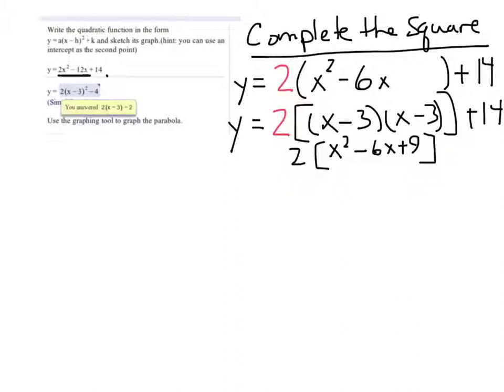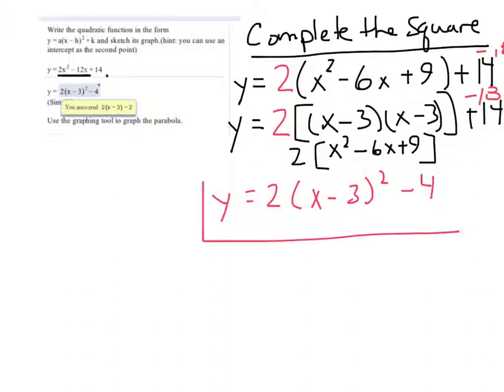What you really need to think about is how you actually added 18. So the plus 9 would go in here, and then you need to realize that you actually added 9 times 2, which is 18. So to compensate for adding 18, you need to subtract 18. So you'd have to subtract 18 up here. So down here, what I'm left with then is 2 times the quantity x minus 3 quantity squared. Negative 18 plus 14 is a negative 4. Now that is what goes here to complete the square.